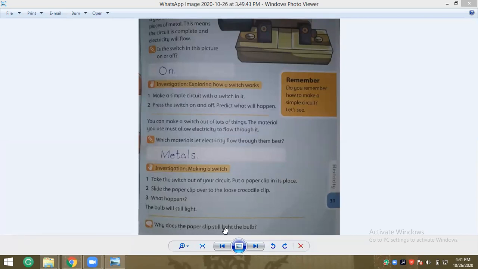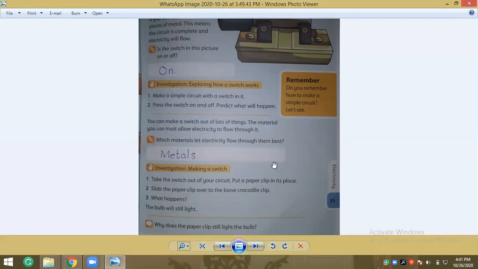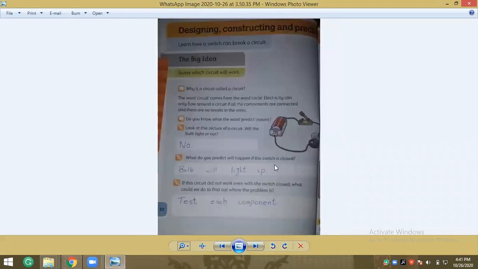Why does the paper clip still light the bulb? Because it is metal. So it allows the electricity to flow. Okay.